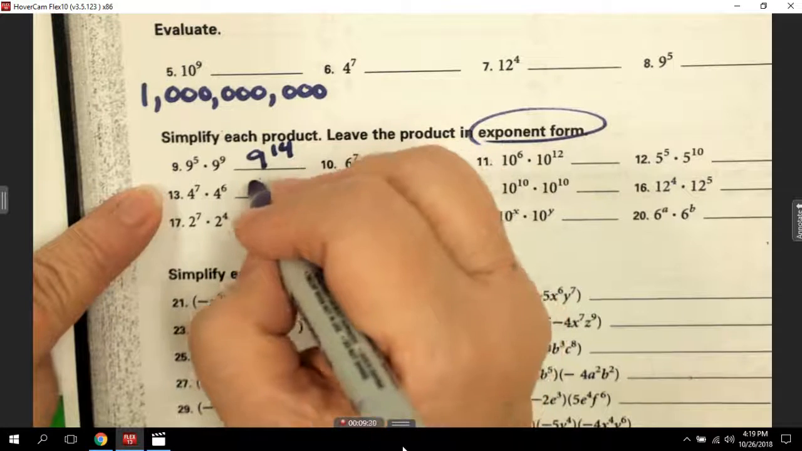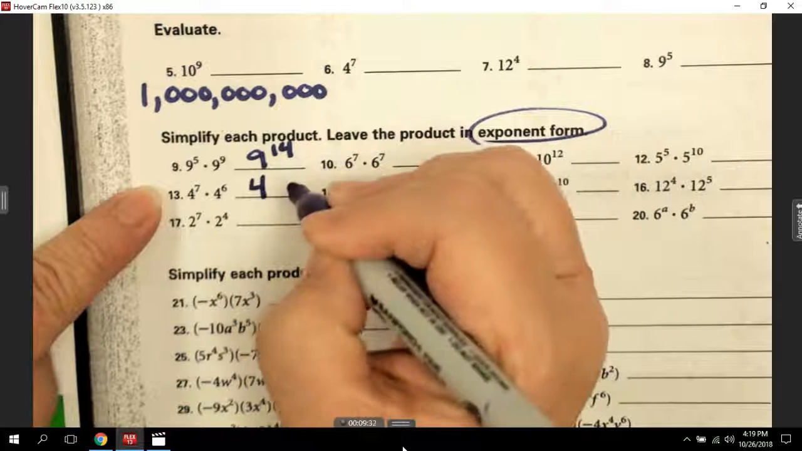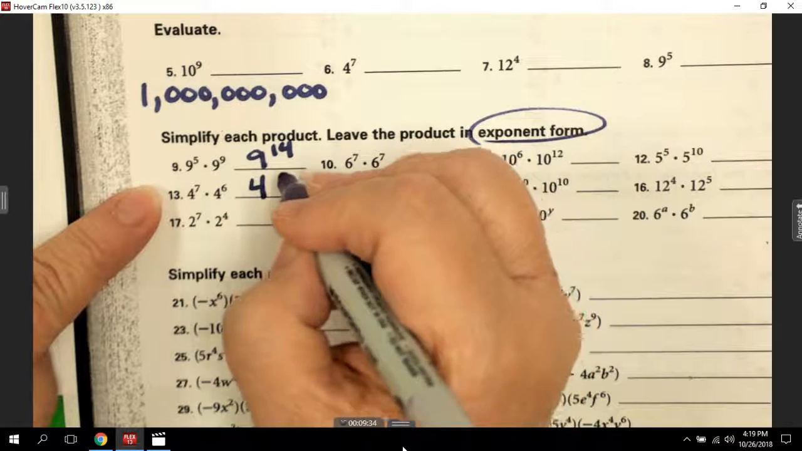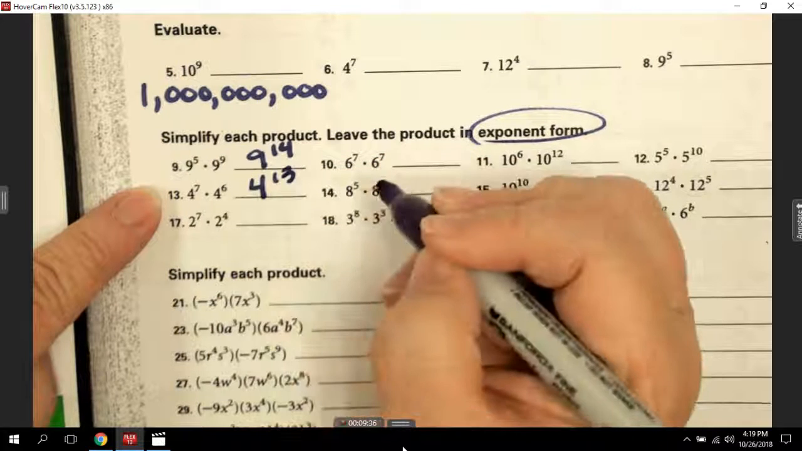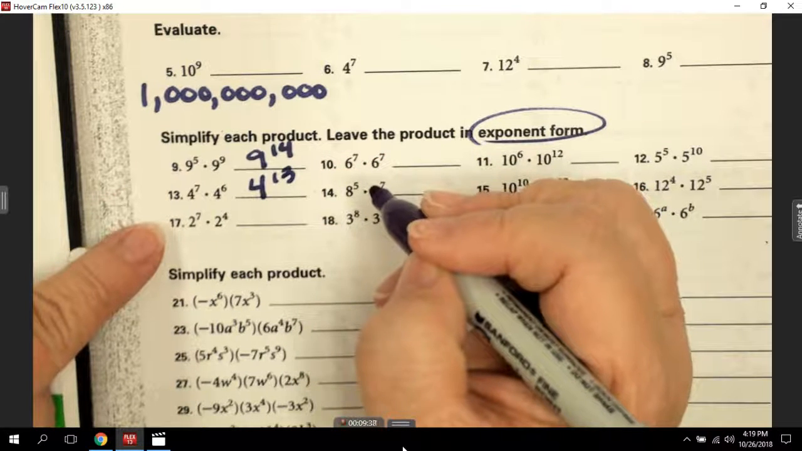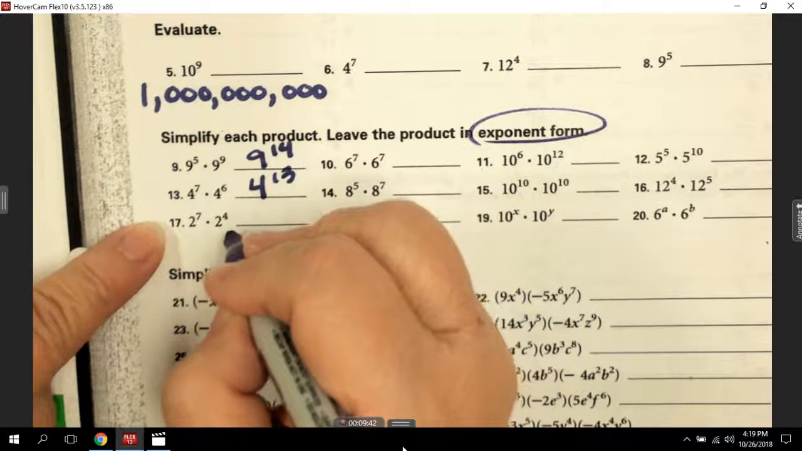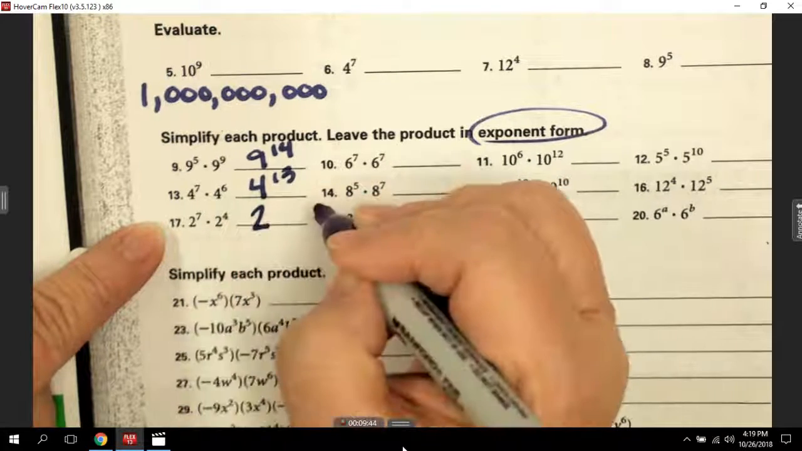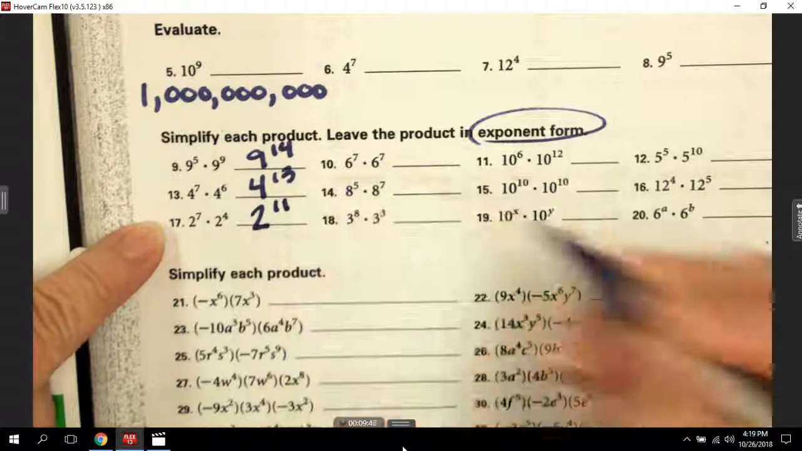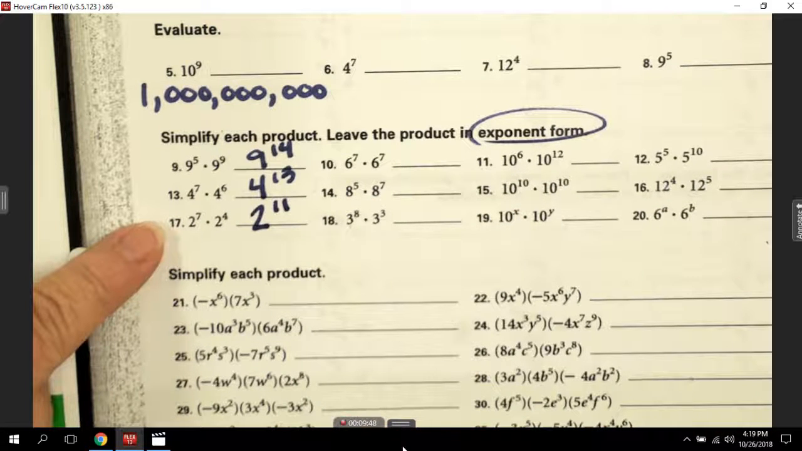Number 13, that's going to be 4. Base number is the same, so we add the exponents. 4 to the 13th power. And number 17, 2 to the 7th times 2 to the 4th. Base number is the same, and we add the exponents for 2 to the 11th.